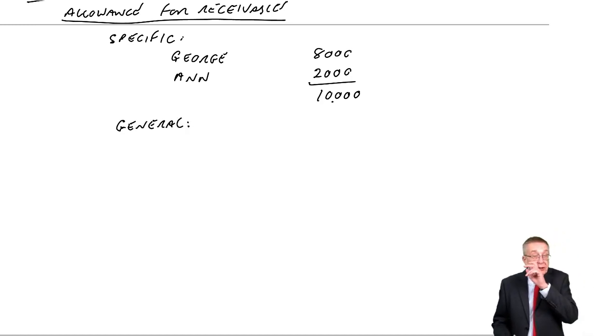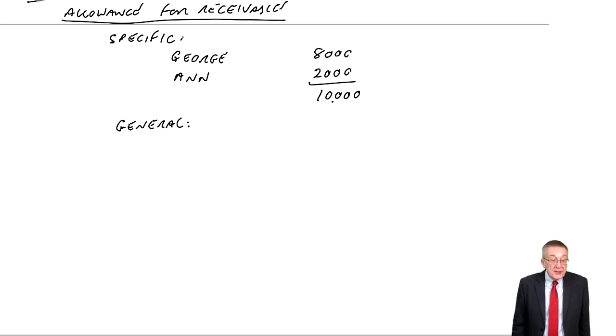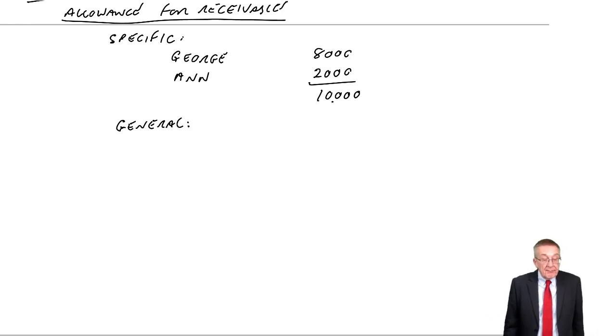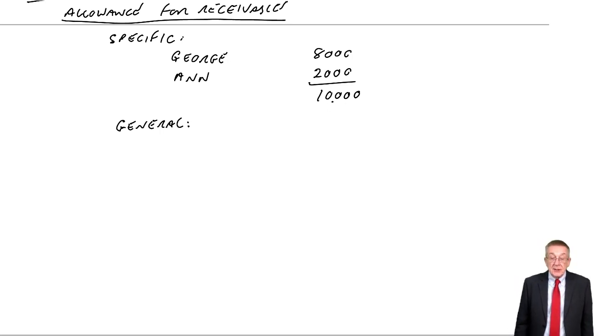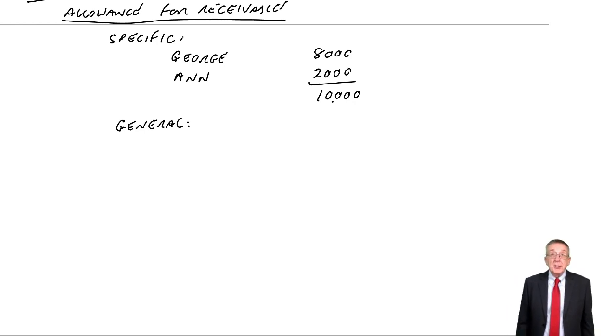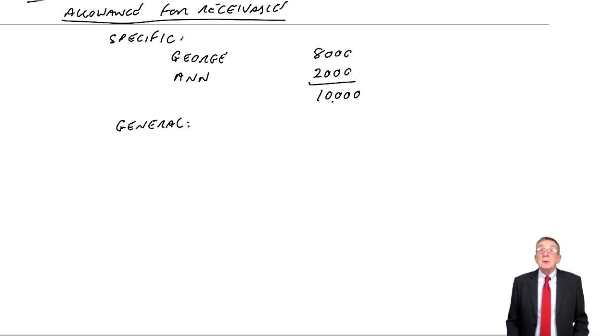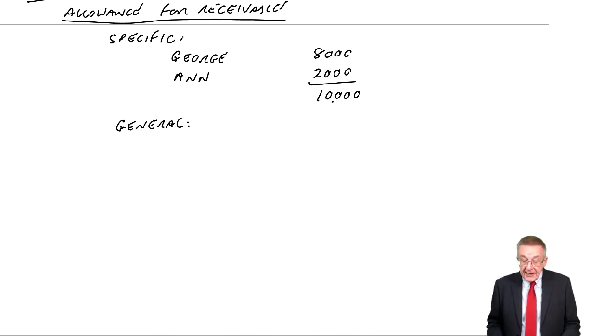Now, there won't always be a general allowance. If there's no mention, then there isn't. But here there is. The last line says, in addition, it's been decided to have a general allowance of 4% of the remaining debts. Now, be careful here.